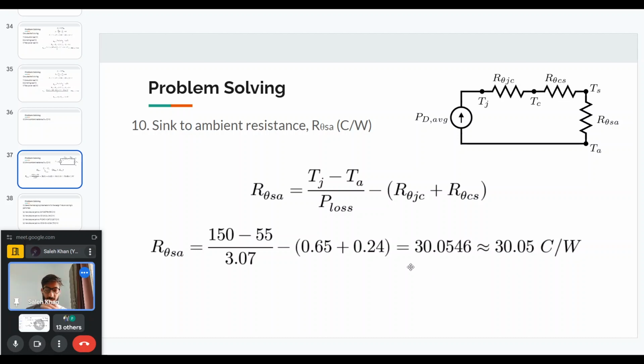So that means if we get a heat sink whose thermal resistance is 30 centigrade per watt and we operate the converter, in that case the junction temperature would be 150 degrees centigrade. If we want the junction temperature to be less than 150, then we have to get a heat sink whose thermal resistance is less than 30 centigrade per watt. In that case, we will get junction temperature less than 150 degrees.